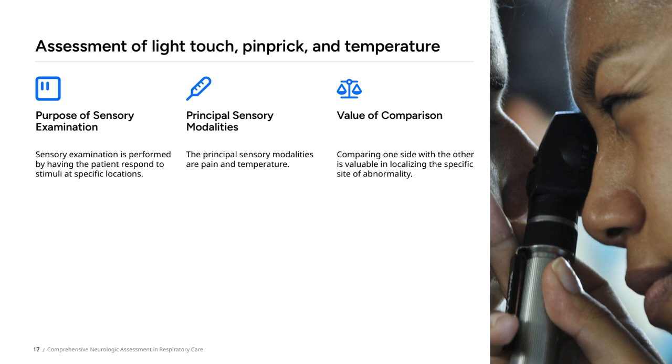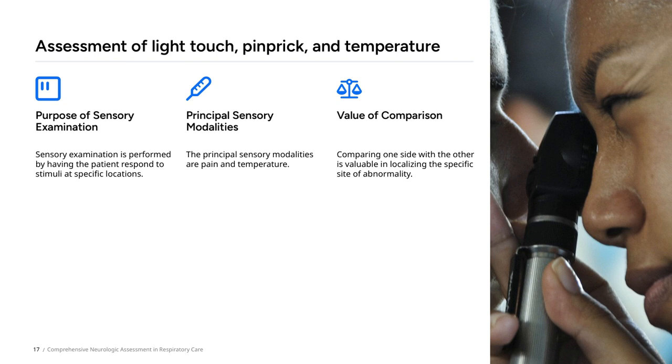These are particularly important because they're often affected in many neurological conditions, and changes here can point us towards specific issues. During the sensory examination, we have the patient respond to stimuli applied at specific locations on the body. This systematic approach allows us to evaluate the integrity of the sensory pathways precisely.